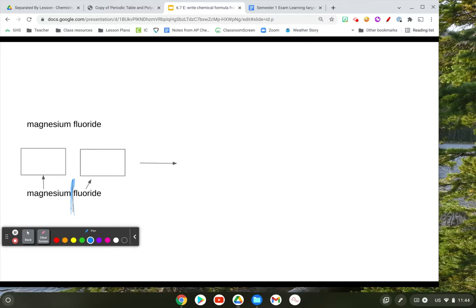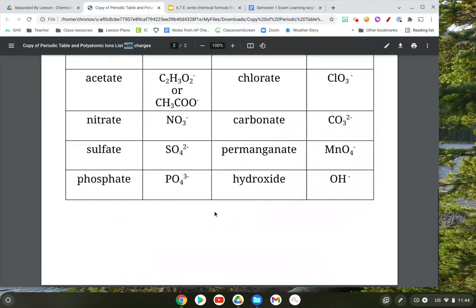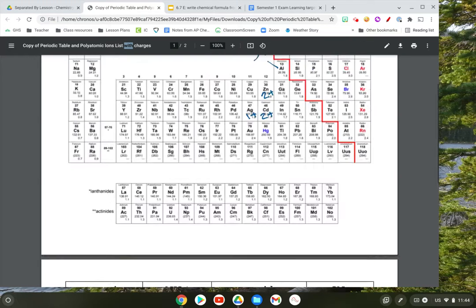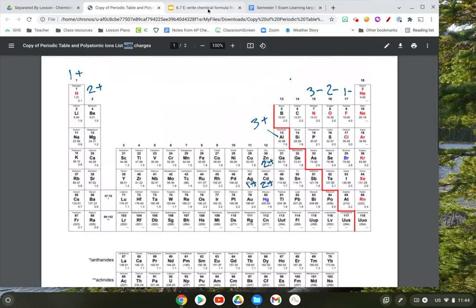What I need to do is, I think it's best if you start by looking for a polyatomic ion first. So I think about these words, magnesium and fluoride. I go over to my polyatomic ion table, and I have to look to see if I have a polyatomic ion. I scan through and I do not have a polyatomic ion. So then I know that everything I'm going to need, I'm going to find on the periodic table. What I need to look for is the symbol and the charge.